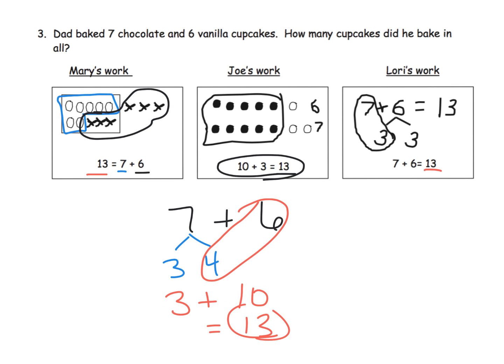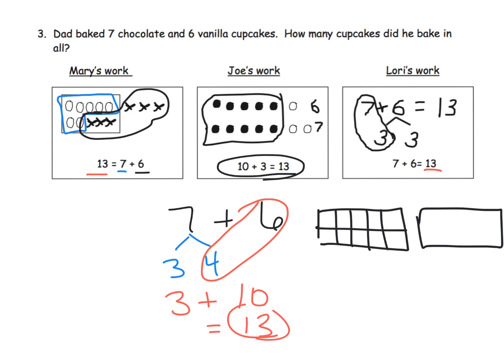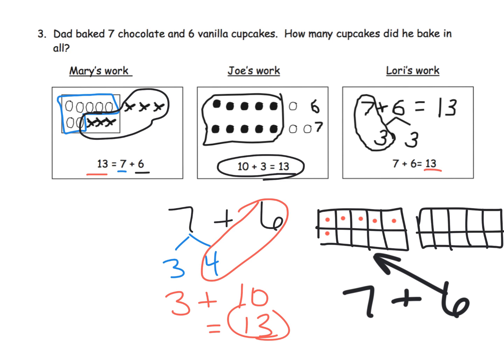Another way we could have shown Joe's work is we could have said, well, here's our 10 frame, 1, 2, 3, 4, 5, and here is another 10 frame, 1, 2, 3, 4, 5, and the idea would be we're going to decompose the 7. So the idea is, let's start with our 6, let's do it here. 1, 2, 3, 4, 5, 6. Now the 7, because we're doing 7 plus 6, but the 6 we're putting right here. And then the 7 would be 1, 2, 3, 4, 5, 6, 7.